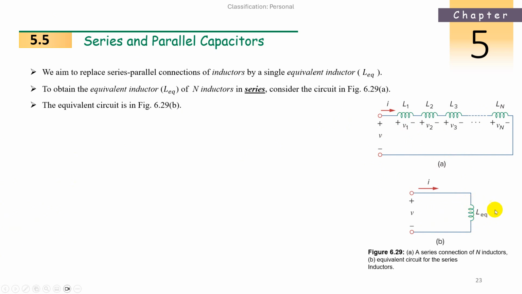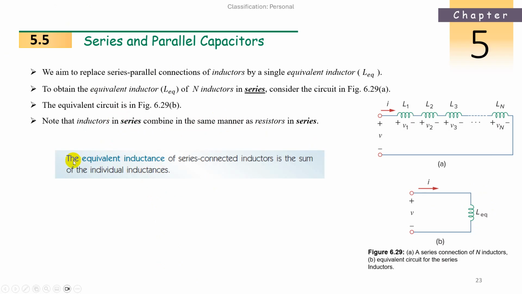Now we have to know what is L equivalent. L equivalent is nothing but inductors in series combined in the same manner as resistors. The equivalent inductance of series connected inductors is the sum of individual inductances, L1 plus L2 plus L3 plus up to Ln. So L equivalent is nothing but L1 plus L2 plus L3 up to Ln. So no need for confusion. You can just remember the resistance properties and its series parallel combination properties. Same for inductance. Next, parallel.